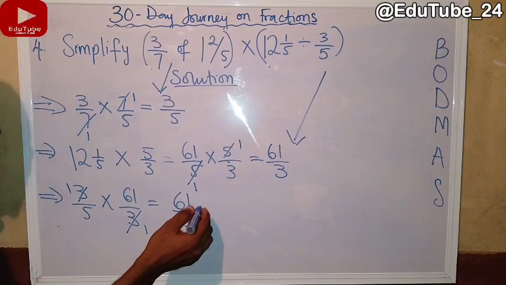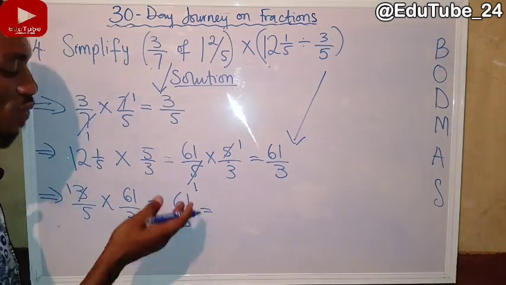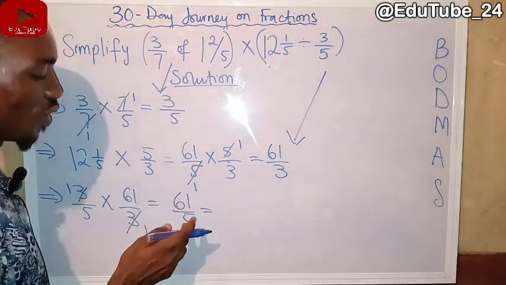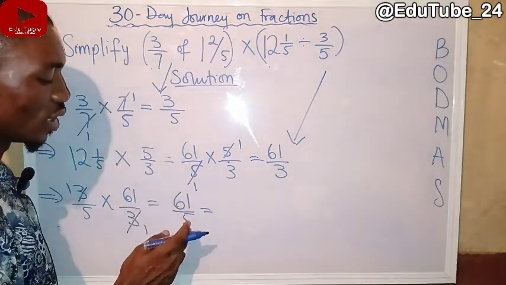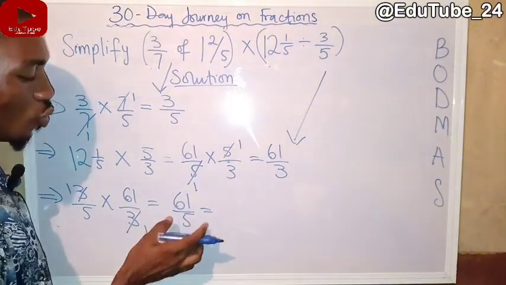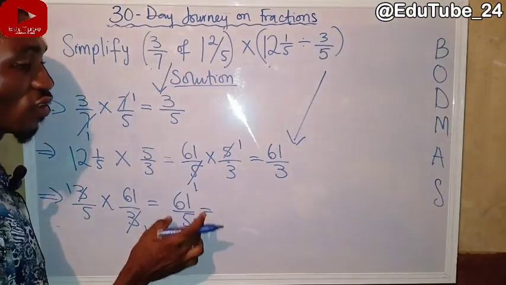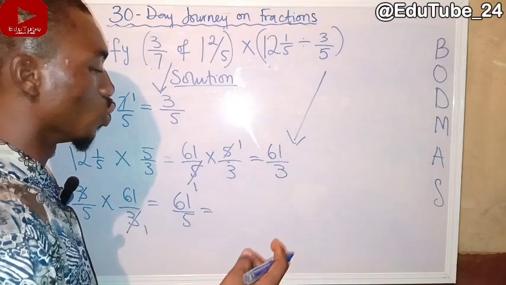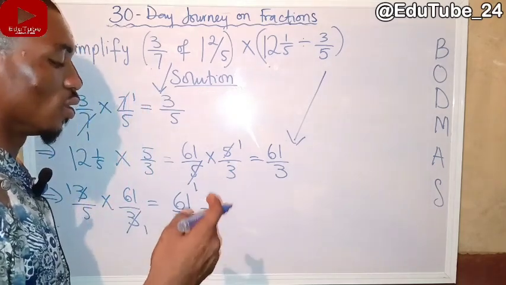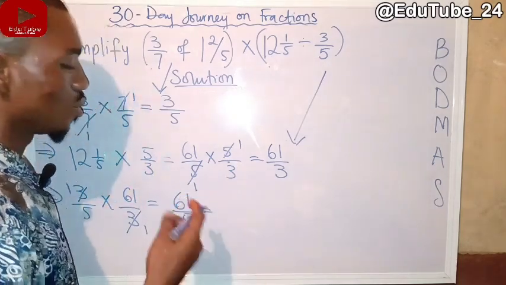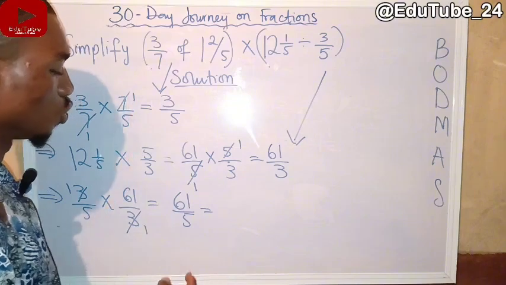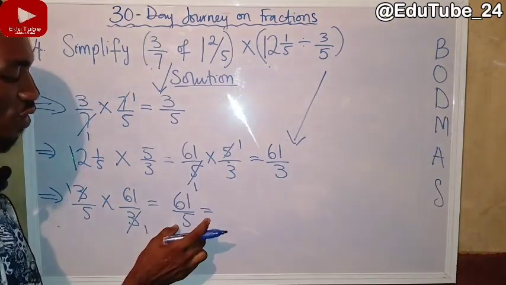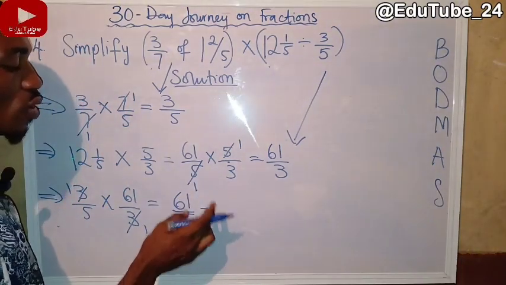So I'm going to write out 61/5. But then this is an improper fraction. We can't leave it like this. An improper fraction is a fraction in which the numerator is bigger than the denominator. It's just like a 30-year-old man being carried by a 7-year-old boy. So 61/5 is inappropriate, is improper, so we have to turn it into a mixed number.